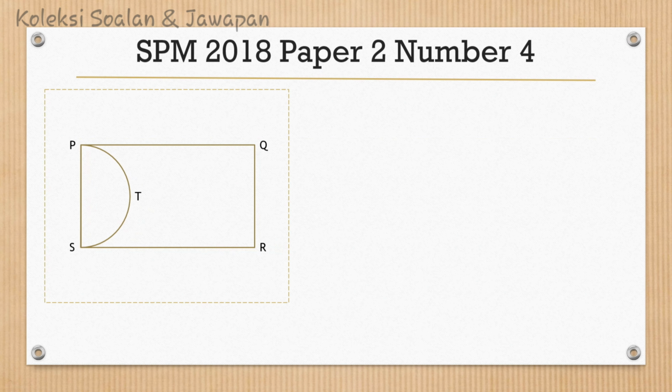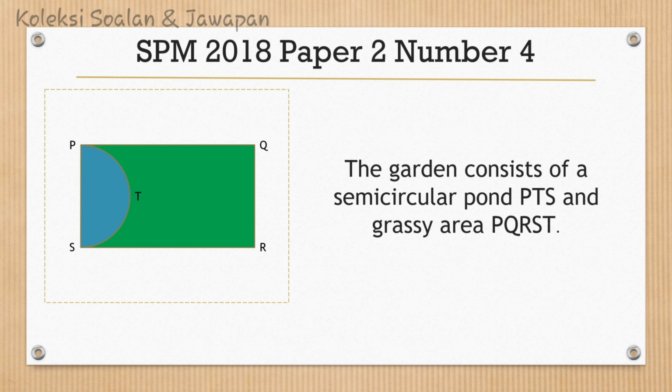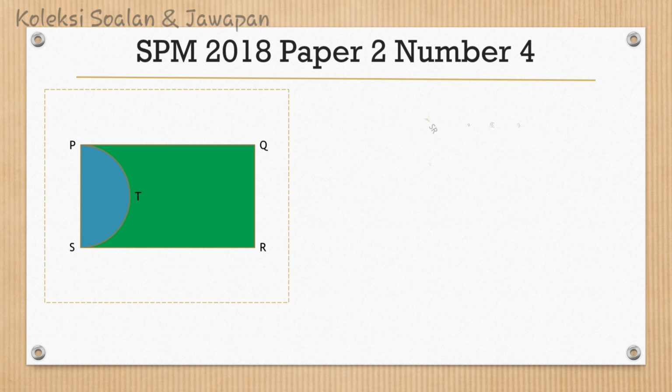So we just need to look at the garden area first. Okay, it is given that the semicircular PTS is a pond, so we mark it with blue. Then the PQRST is a grassy area, so we mark it with a green color.